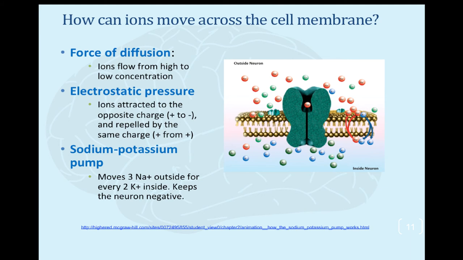Now, how do these ions move across the cell membrane? There are three basic ways that they can move. They can diffuse, and that's really just a process where ions flow from where there's a lot to where there's less. So diffusion has to do with the quantity, the number of these ions. So they will naturally flow from an area that has a high concentration to an area that has a lower concentration.